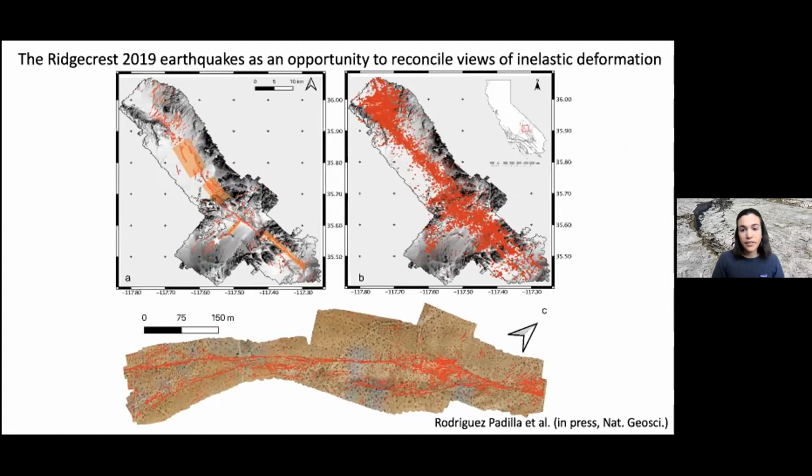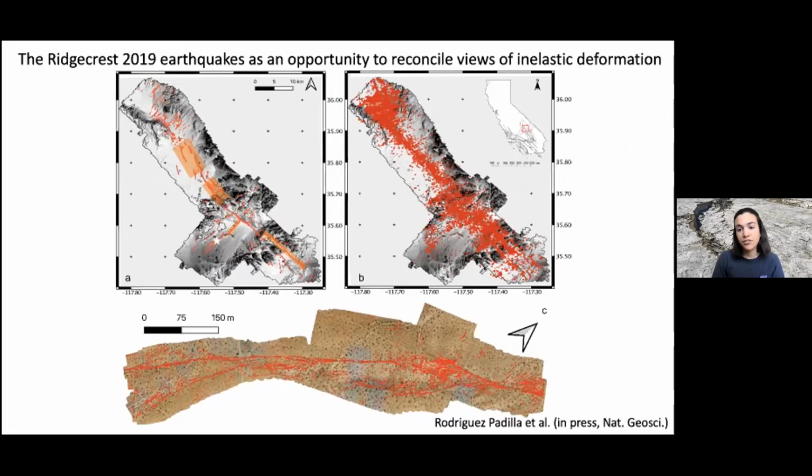So in our work, we integrate high-resolution maps of fractures, 2D strain maps, and aftershock catalogs to characterize the distribution of inelastic deformation around the faults that ruptured during the Ridgecrest earthquakes. So we incorporate 3 different rupture mapping data sets. The first one is the surface rupture map of Pony et al.